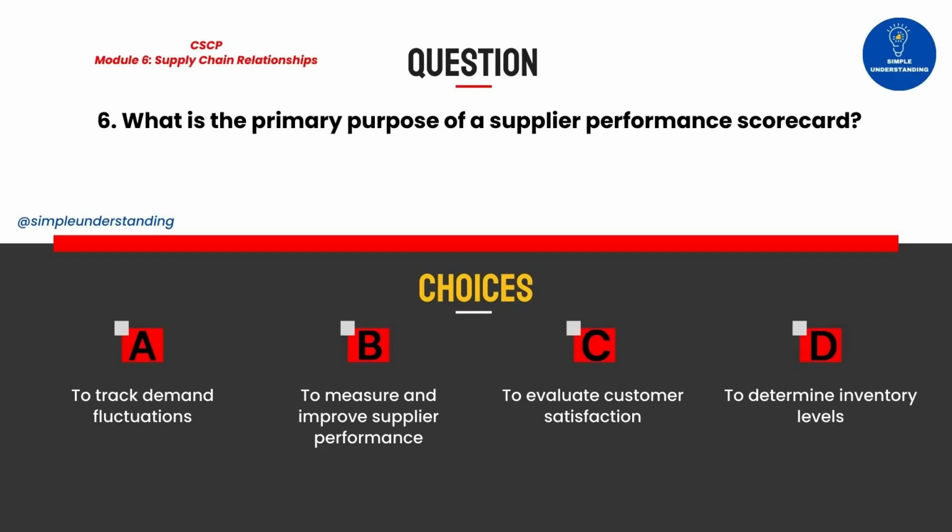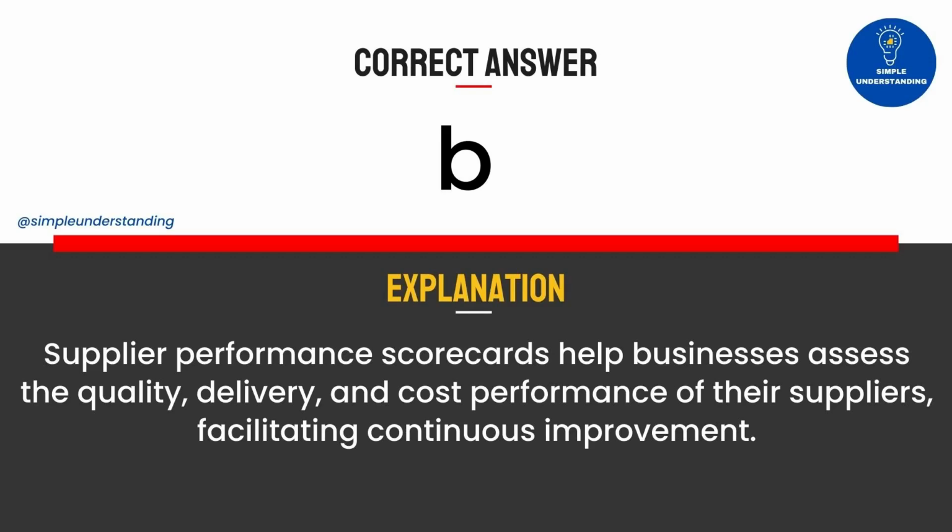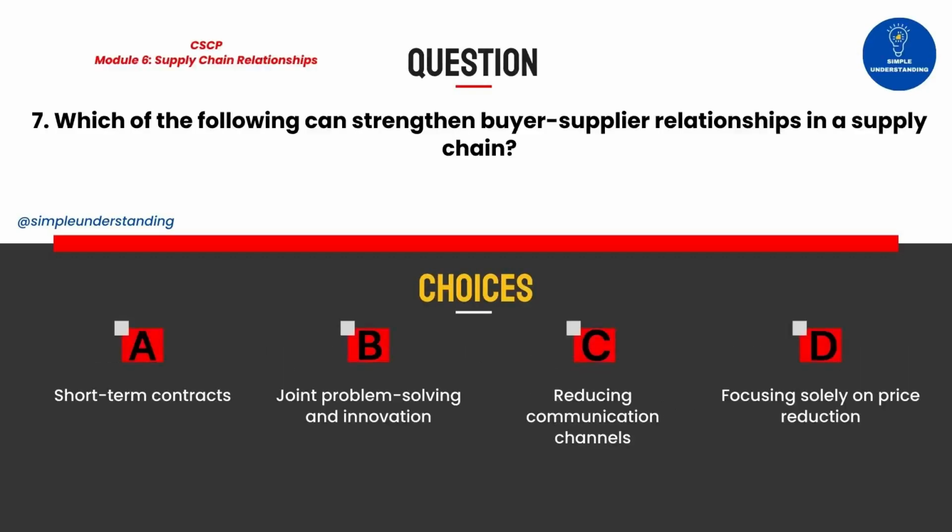6. What is the primary purpose of a supplier performance scorecard? A. To track demand fluctuations. B. To measure and improve supplier performance. C. To evaluate customer satisfaction. D. To determine inventory levels. Correct answer, B. Explanation. Supplier performance scorecards help businesses assess the quality, delivery, and cost performance of their suppliers, facilitating continuous improvement.